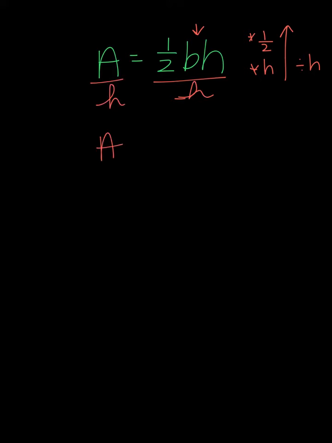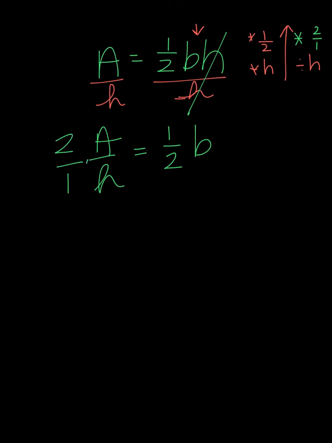And so I get a divided by h equals, the h is canceled here, and I'm left with 1/2 b. And so to divide by a half would be the same as to multiply by the reciprocal, 2 over 1. So I'm going to multiply both sides by 2 over 1 to get rid of the times 1/2 that's happening to b.